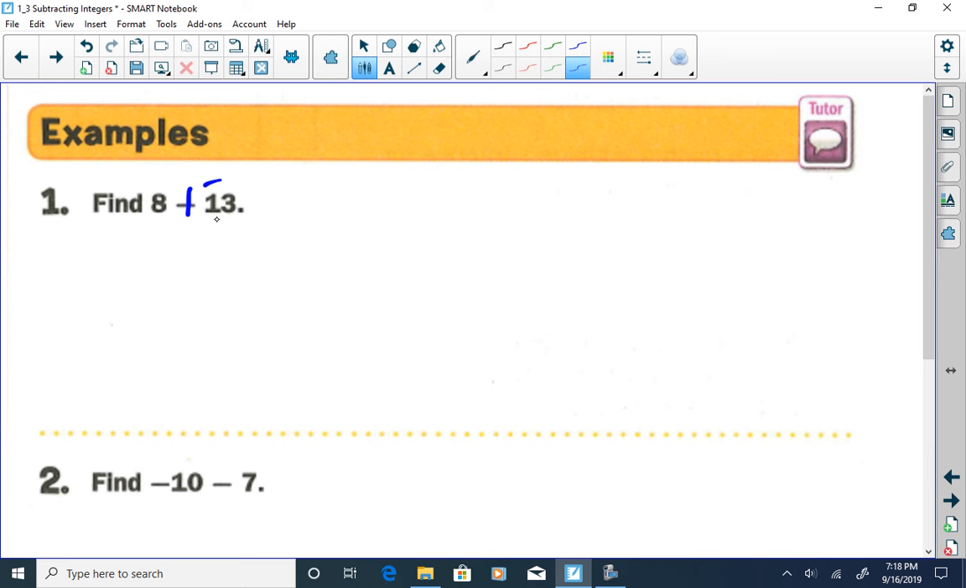I use my rules for addition. My rules for addition say we subtract the absolute values. That's going to be 5, and we have more negative than positive. That's going to be negative 5.